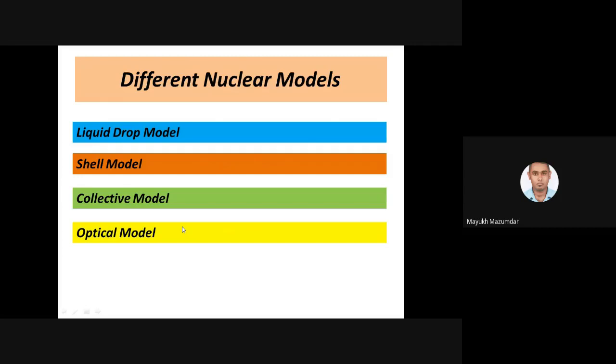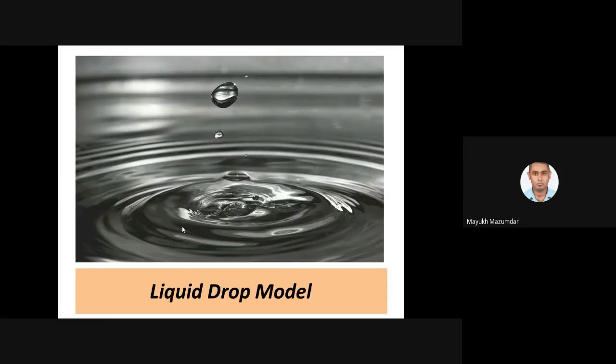Like if we go by wave particle duality, we say that some properties of light can be explained by its wave nature, some by its particle nature. But we say the two natures are complementary to each other, and neither nature can explain light fully, isn't it? So likewise here we have some models. The first one is a very simplistic one. It is the liquid drop model.